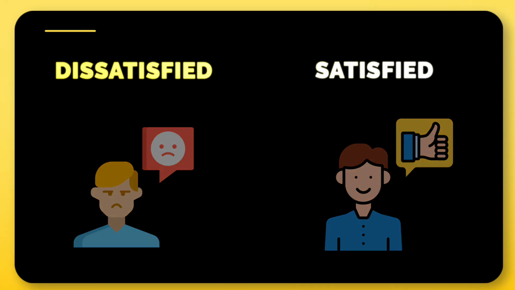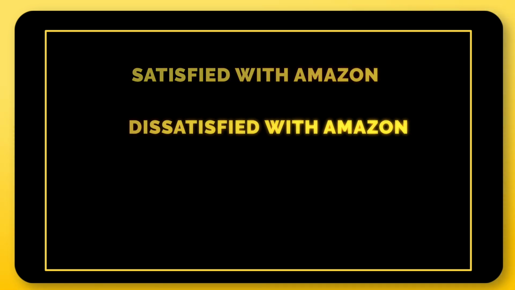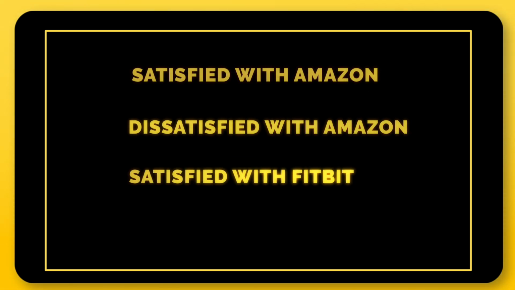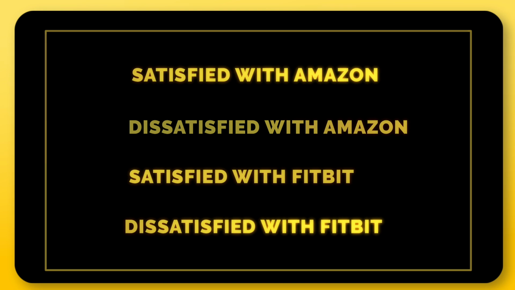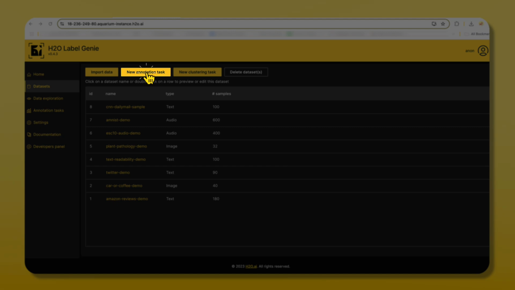In this case, we could create additional classes such as satisfied with Amazon, dissatisfied with Amazon, satisfied with Fitbit, and dissatisfied with Fitbit to capture the different sentiments expressed. Let's get started with creating a new annotation task.